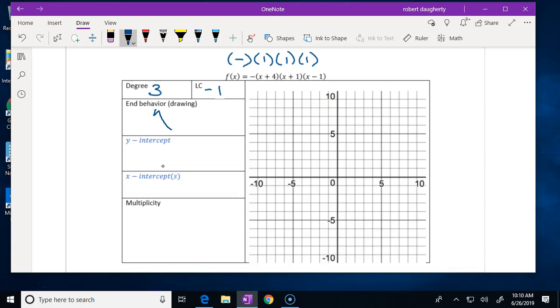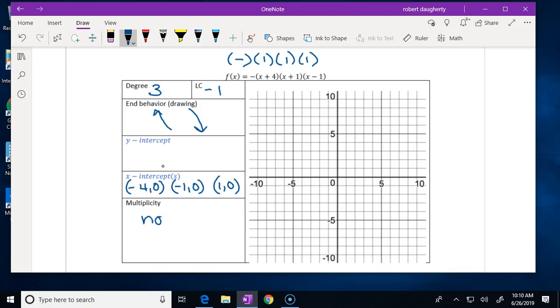That end behavior is going to look like this. It's going to start at the upper left, and it's going to end at the lower right. What are the x-intercepts? I like to do that before the y-intercepts. So (-4, 0), (-1, 0), and (1, 0). Is there any multiplicity? No, I don't see any of those raised to the second, third, fourth power.